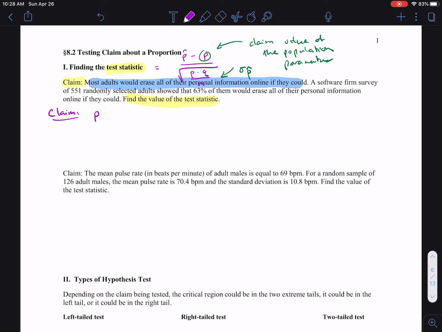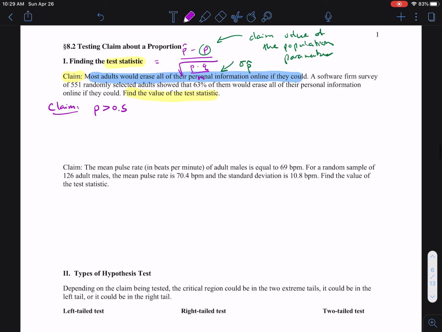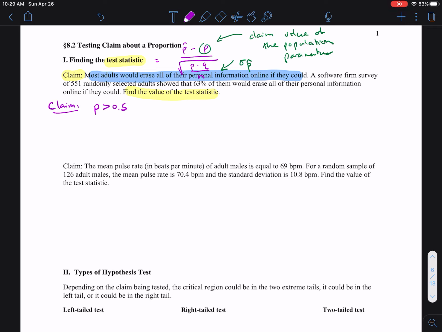So it said p is, so most adults. Usually when we use the phrase most adults, we refer to more than a majority, and a majority usually refers to more than 50%. So p greater than 0.5 means the proportion of adults that would erase their personal information online if they could. That's the proportion we're looking at here, and that's the claim. From there, using the 8.1 concept, we can say that the null is p equal to 0.5, and the alternative is p greater than 0.5. Okay, so from there we're going to find the test statistic. That's what we're asked to find.